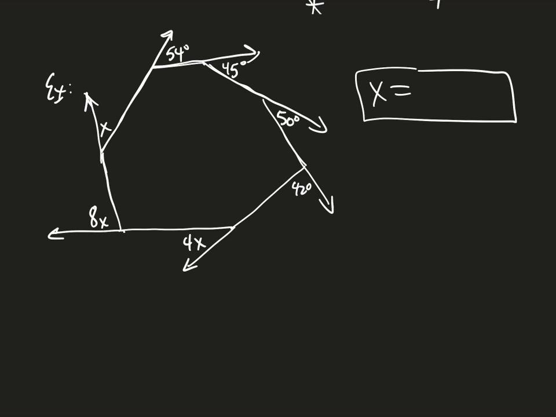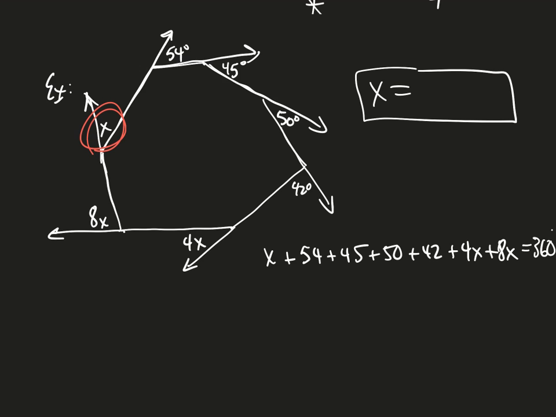So again, we just start with one of the angles. Doesn't matter which one. Just for the heck of it, I'll start with that one right there. And we just add up all of the exterior angles. So I'm going to start with the single x, then add up 54, 45, 50, 42, 4x, and 8x. And again, when I add up all of the exterior angles, the sum will be 360. So x plus 54 plus 45 plus 50 plus 42 plus 4x plus 8x. And then we have to solve the equation.